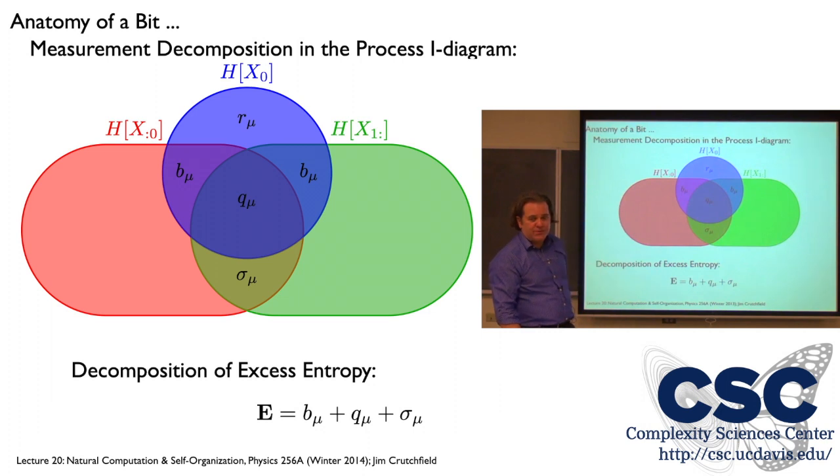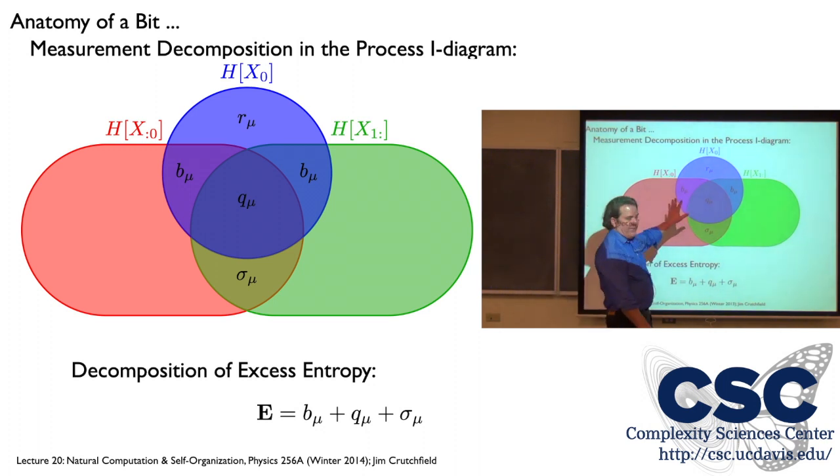Hey, Jim. Yeah, Chris. Quick question. How is B part of the mutual information between past and future? Is it conditioned on the present? Right. So okay. So you have to kind of.